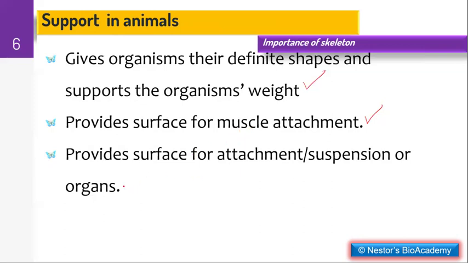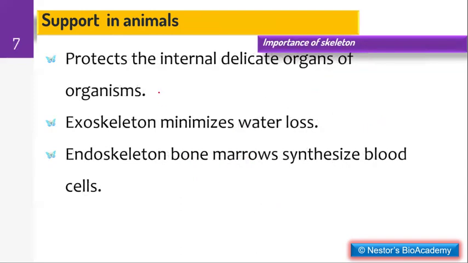At the same time, the skeletal framework also becomes vital in providing surface for attachment and suspension of the organs of the animals. Most of the time, the skeleton also becomes very important in providing protection to the internal delicate organs. Like your brain is well protected by the bones of the skull, which are part of the skeleton. The bones of your ribs, forming part of the skeleton, perform a critical role in protecting your heart, your lungs, and the other delicate organs you have.